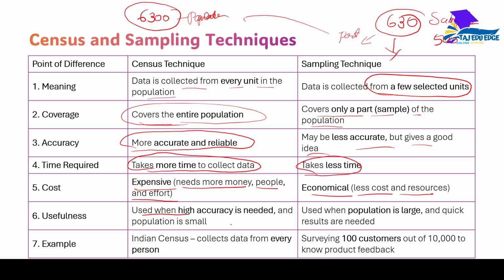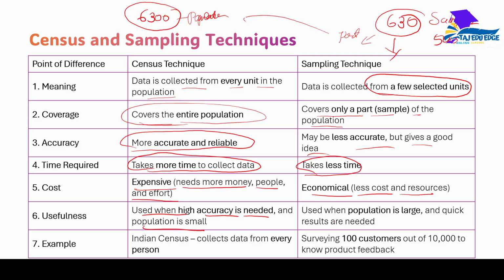Usefulness. Census is used when high accuracy is needed and the population is small. See, why does the Indian government conduct census once in 10 years? It's because they want to administer and take some decisions relating to the economy, society, public, and different sectors like agriculture, education, hospitality, healthcare. So for that, high accuracy data is needed. That's why they go with the census.